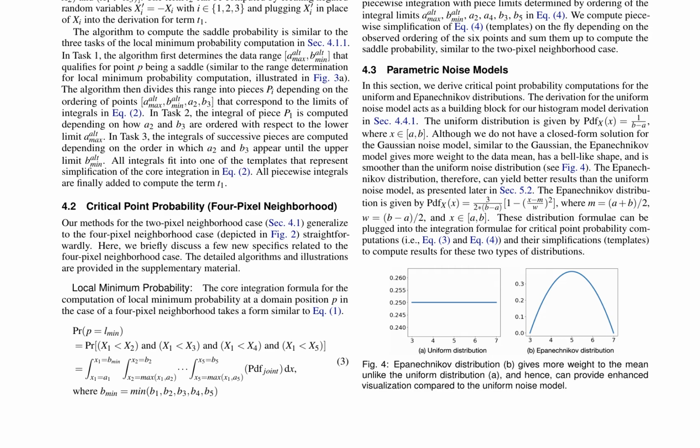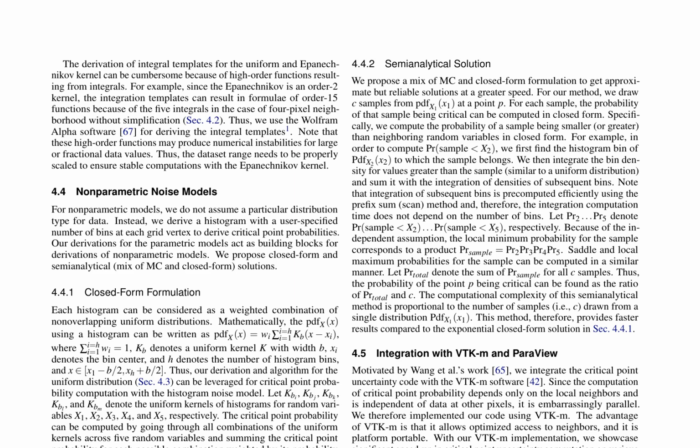The development of nonparametric noise models for uncertainty computation in visualization is presented, focusing on closed-form and semianalytical approaches to compute critical point probabilities using histograms with user-specified bin counts. These methods integrate with VTK-m and ParaView for efficient computation and visualization of uncertainty.